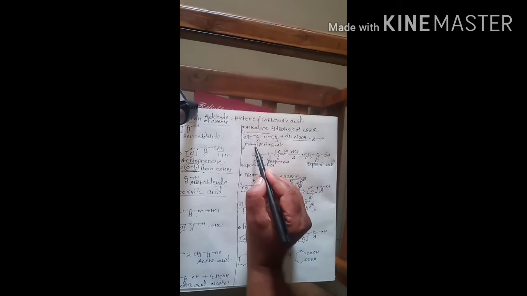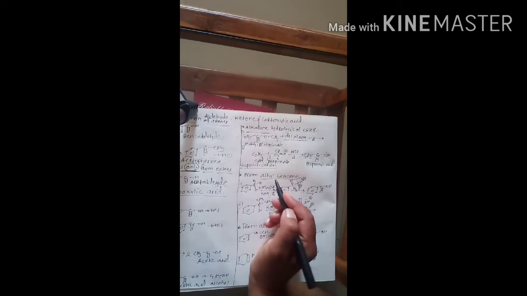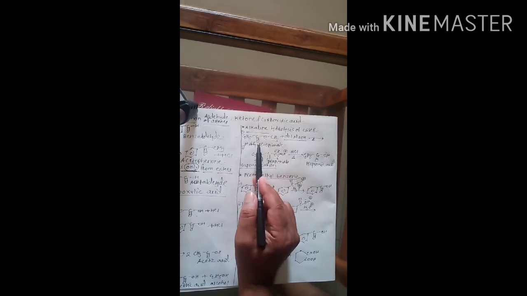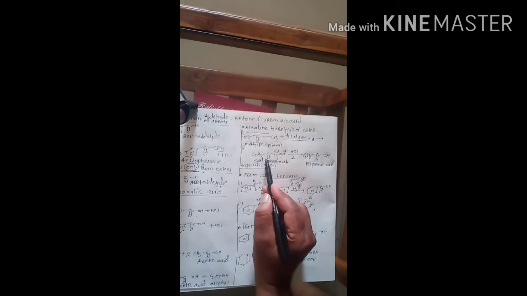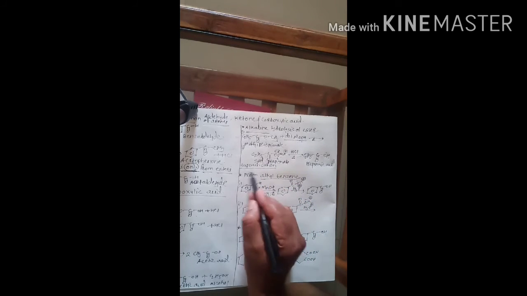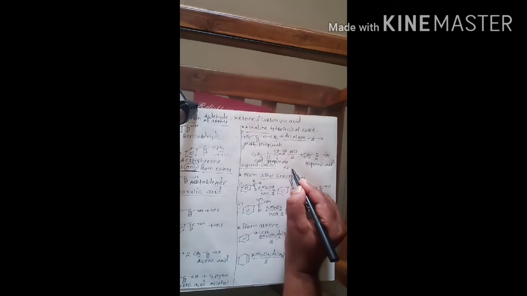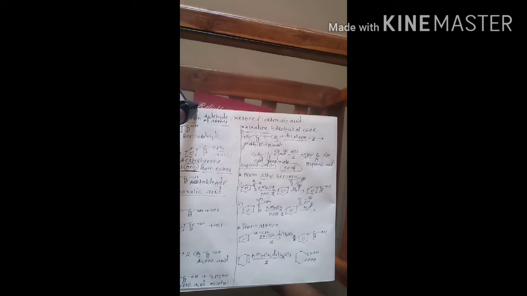So here alkaline hydrolysis of ester is known as saponification. So the reaction in which alkaline hydrolysis of ester takes place by using dilute NaOH or dilute KOH forms the sodium salt of the corresponding carboxylic acid. This is called saponification, and this product formed is known as soap. So this is the method of preparation of soap.